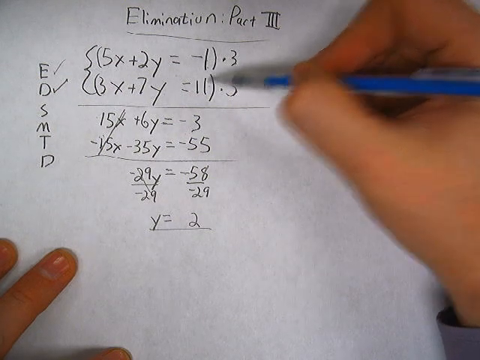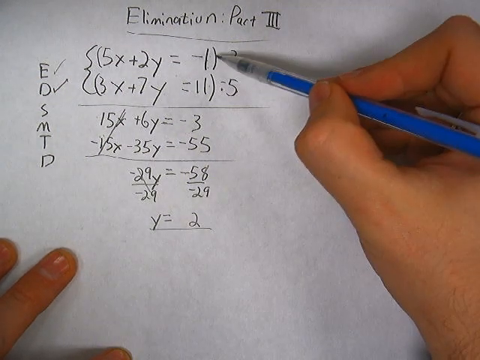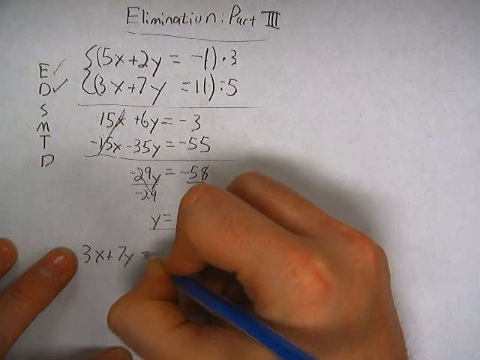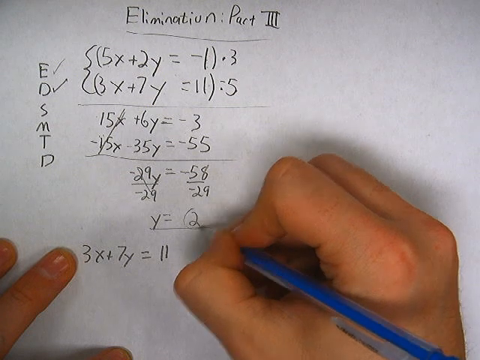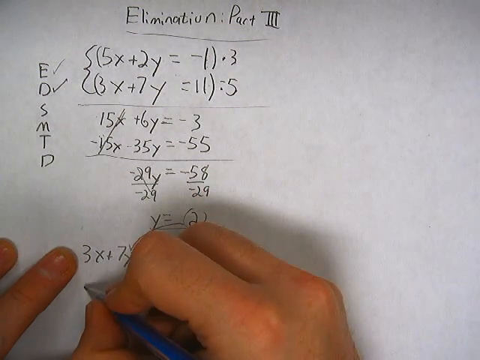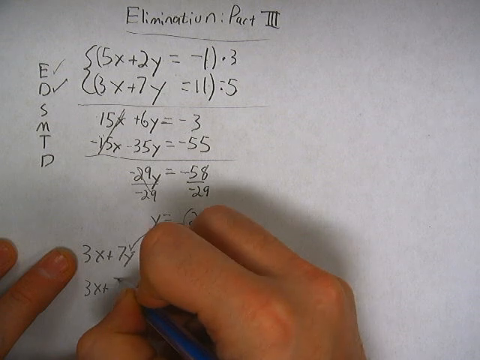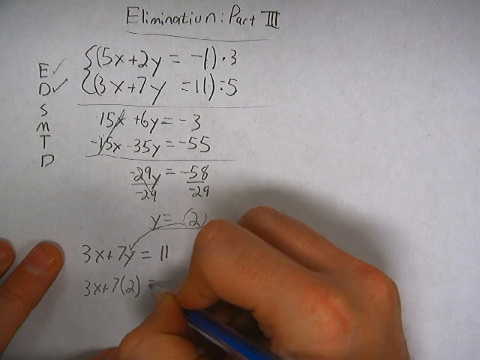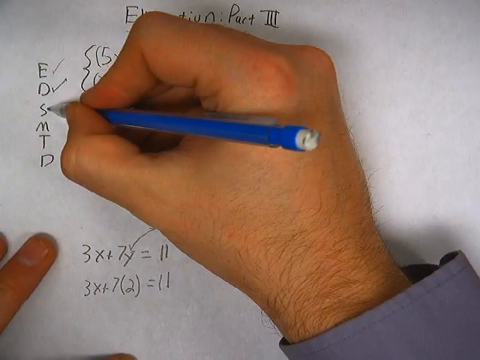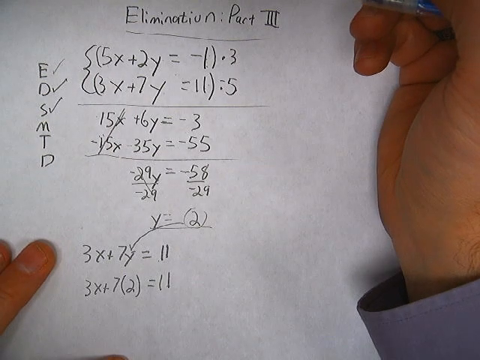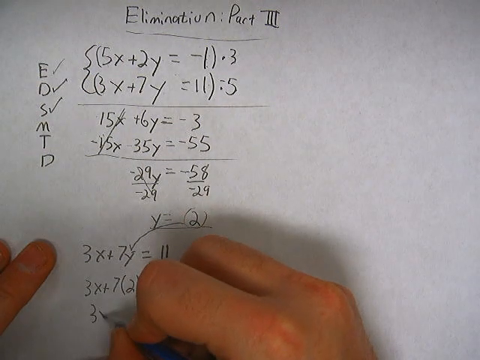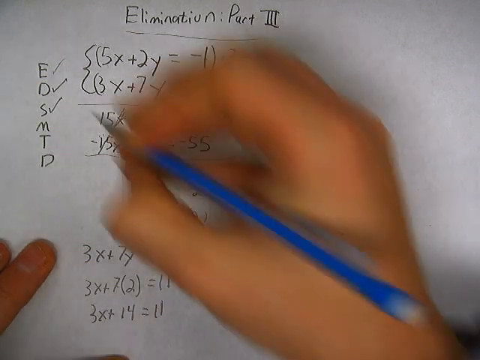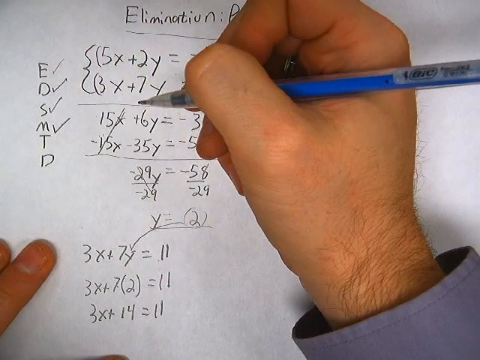Again, doesn't matter which equation you use. I've used the top two for the last couple. Let's go ahead and use the bottom one. Let's say 3x plus 7y is equal to 11. Now remember, this one goes into where the y is. 3x plus 7, let's replace the y with a 2 in parentheses, equals 11. Substitution done. Next one, multiply. 3x plus 7 times 2 is 14, equals 11. Multiplication done.